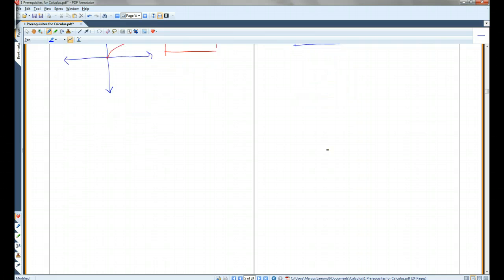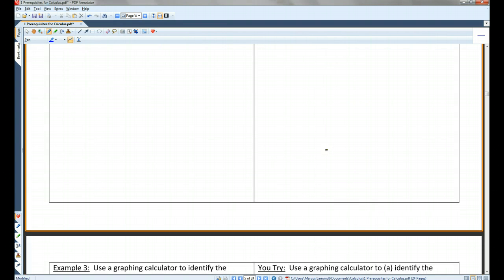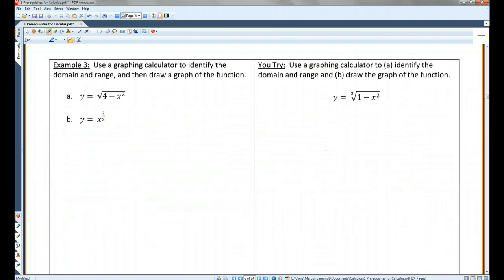Alright. Once again, I left a lot of space for you guys. Probably too much space. Okay.